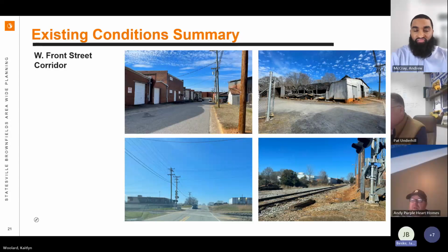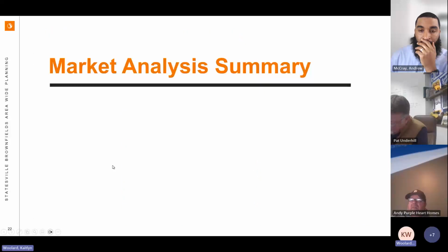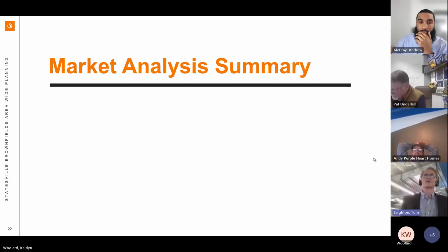I think, Caitlin, we can leave it at that probably for the existing. I believe that's the last slide. Yep. All right, and we will turn it over to... Perfect. It gets mad when I go to Teams. There we go. Over to Tom for the market analysis summary. Thank you. Thanks, and I will go ahead and turn off my camera.